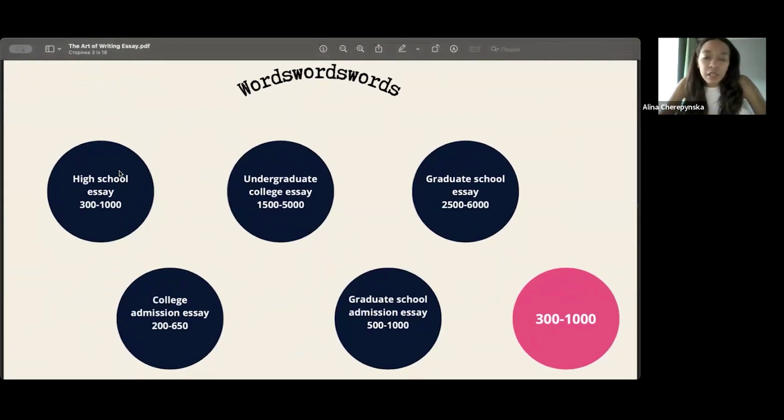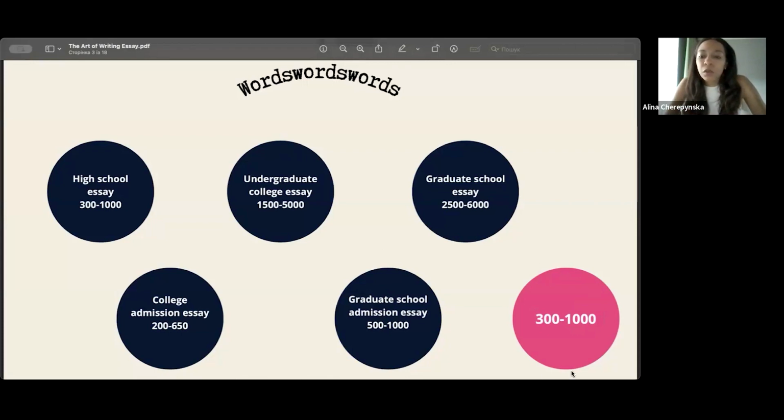For a high school essay, our task is from 300 till 1,000 words. For a college admission essay, it's 200 to 650. For an undergraduate college essay, it's 1,500 to 5,000 words. For a graduate school admission essay, it's from 500 till 1,000, and for a graduate school essay, it's 2,500 till 6,000 words.